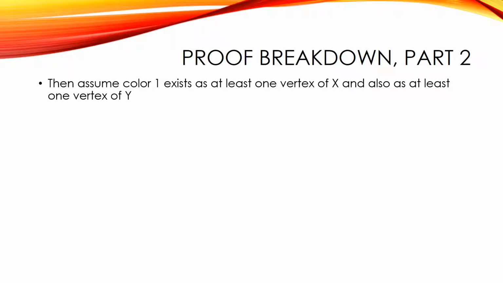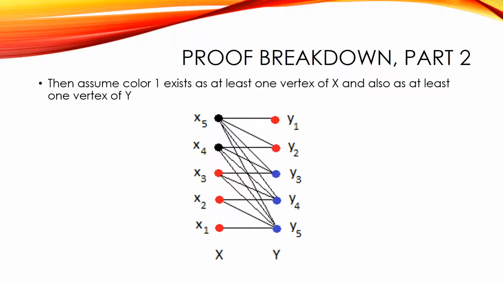So previously, we were assuming that one partition contains no color 1. Well, now let's consider that color 1 exists as at least one vertex of X and also as at least one vertex of Y. And here would be an example of that. If color 1 is red, we have red vertices in X, we have red vertices in Y, but it's still a bipartite graph, and that's what the next part of this proof is going to deal with.